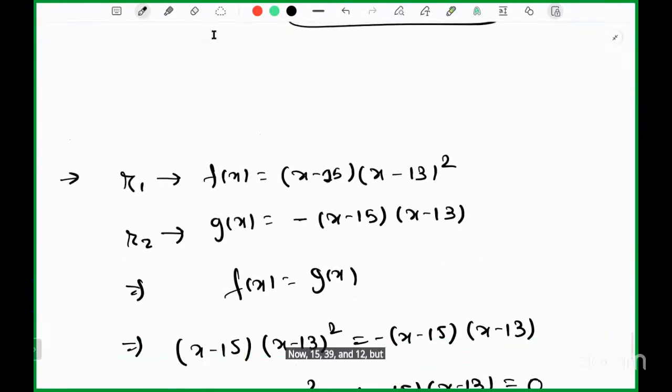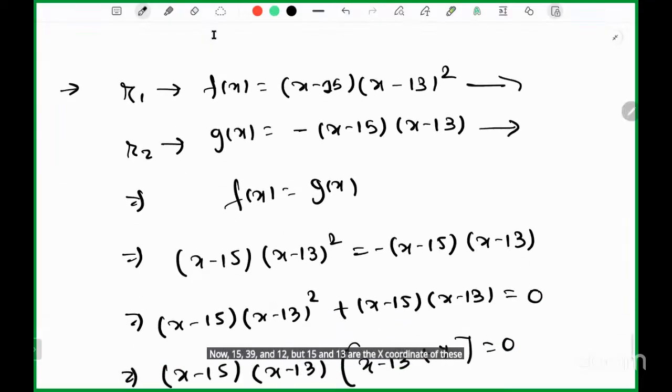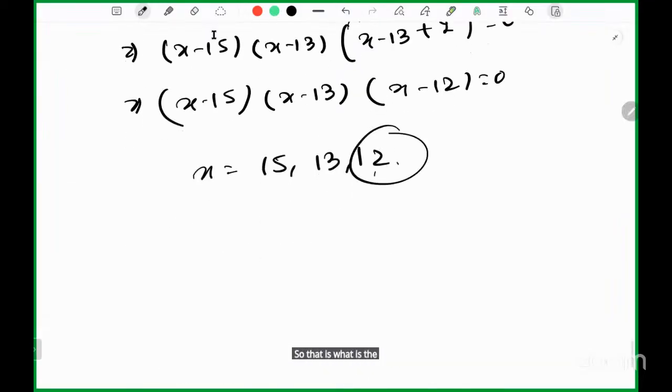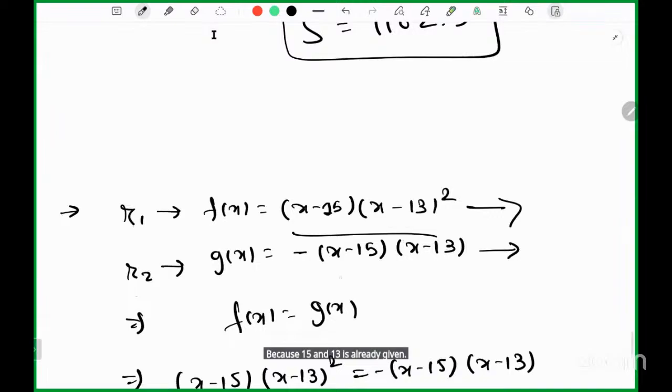But 15 and 13 are the x coordinates of these two ones. So what is leftover is 12. 12 will be the x coordinate of the third aspirational district. Okay, is that fine? Because 15 and 13 are already given. These are the intersection points, right?